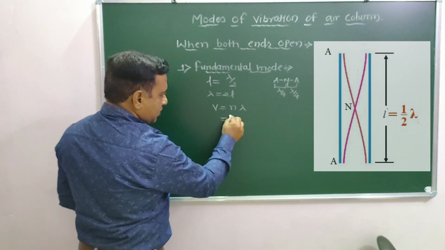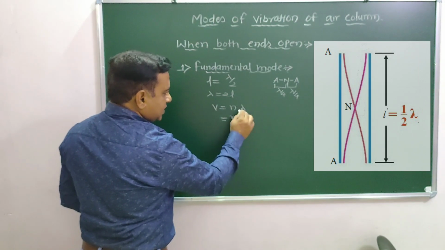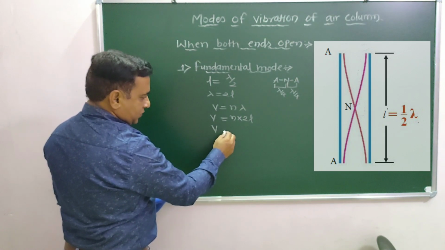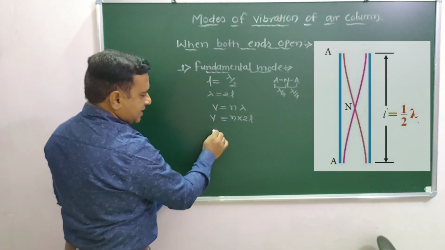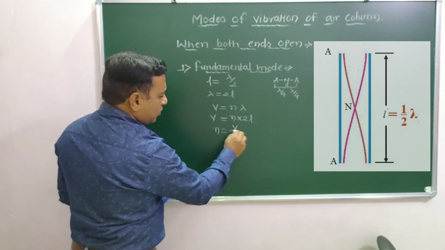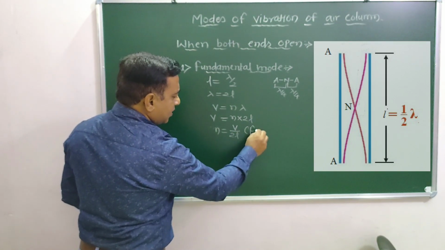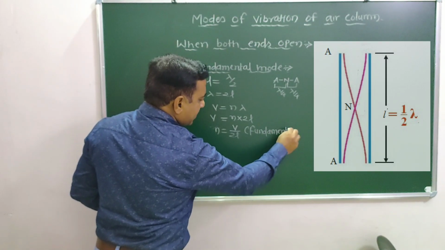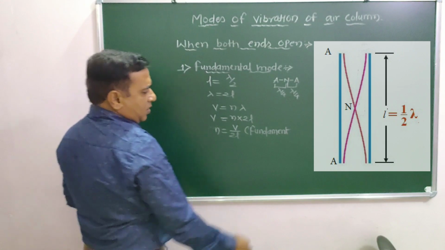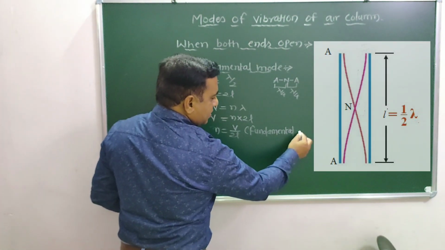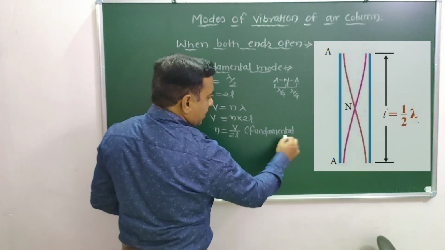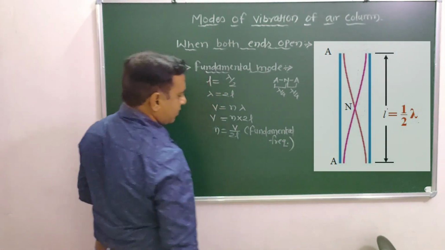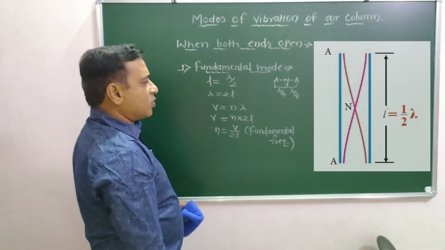So I'm going to substitute N into 2L, substituting the value of lambda. V is equal to, okay, or N is equal to, directly I'm going to write V upon 2L. So this is the fundamental frequency, a basic frequency by which a resonating column vibrates. Fundamental frequency. What about the first mode?